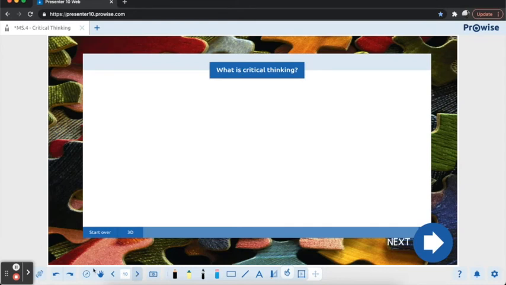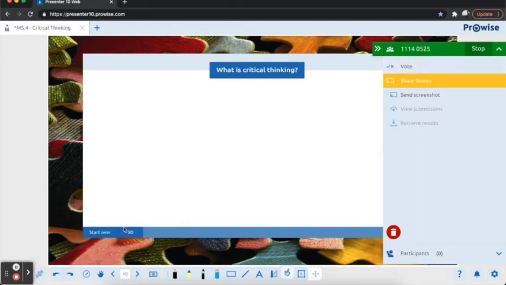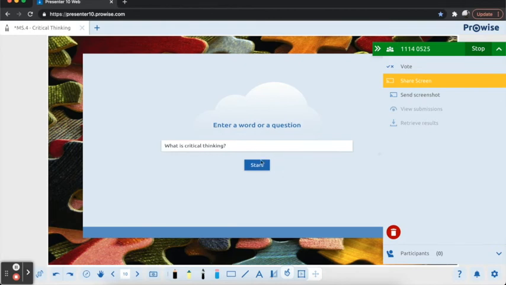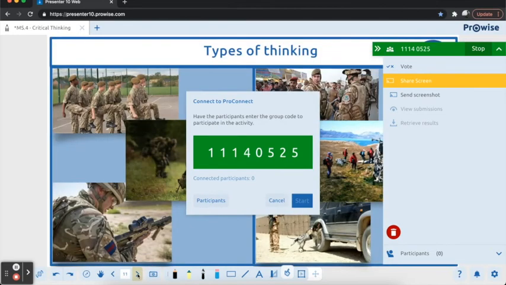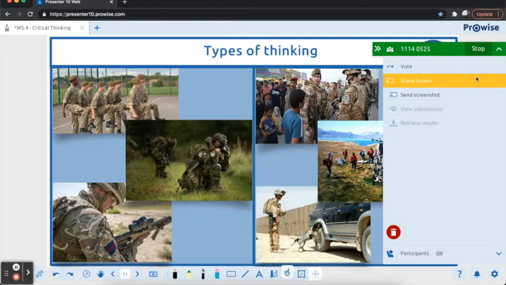You're going to be using a word cloud here. So we need to start ProConnect. Here, start, open the room, and then start over for the word cloud. They'll start feeding in ideas. Use this as a springboard to a discussion. That will lead you to the next bit, which is diving into more detail about what critical thinking is.